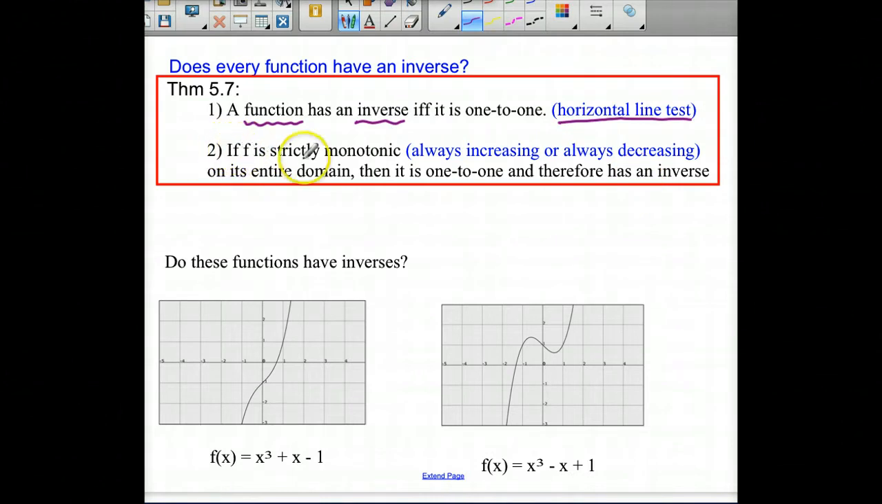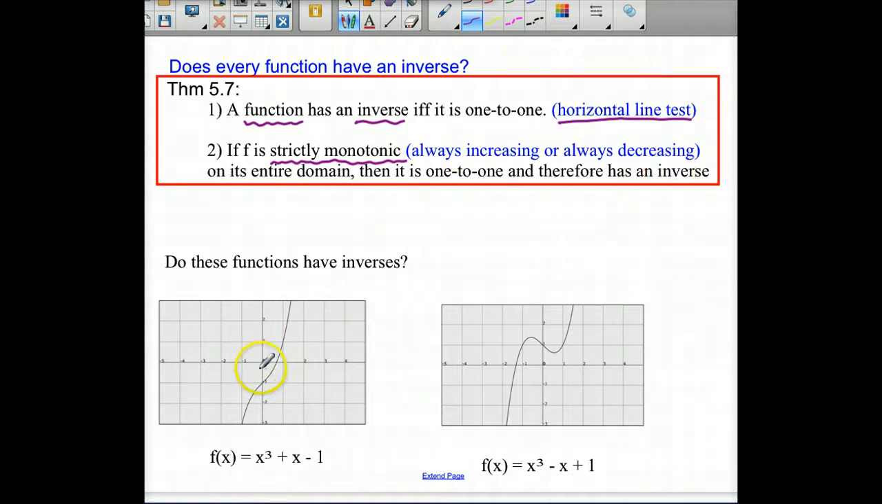Number two, the function is strictly monotonic. So a function only has an inverse if it's strictly monotonic, which means it's always increasing or always decreasing. If this vocabulary is new to you, make sure you write it down, because it will be coming up a lot in calculus. Strictly monotonic means that a function is always increasing or always decreasing on the entire domain. Then we call it 1 to 1, and therefore it has an inverse.